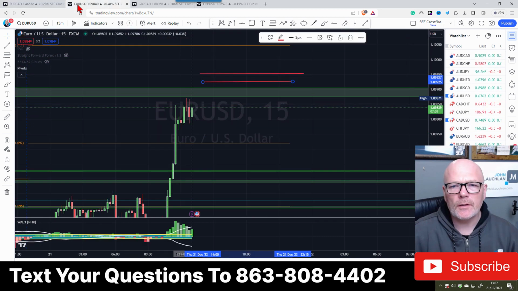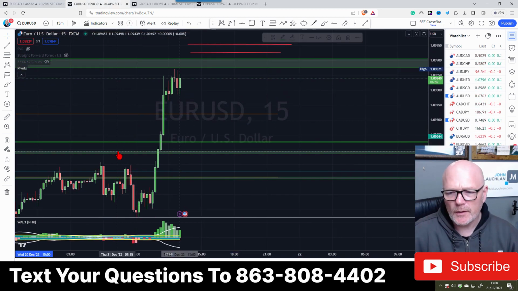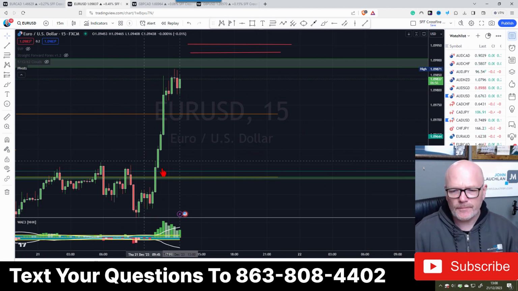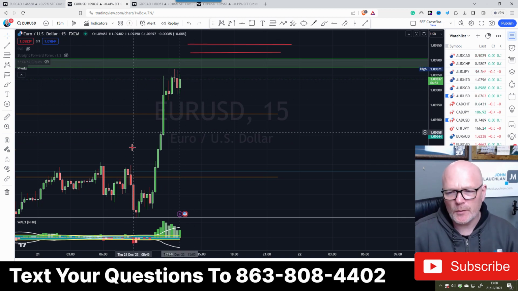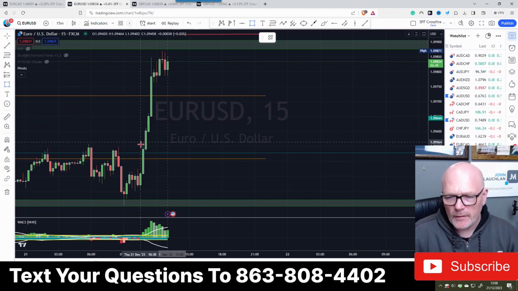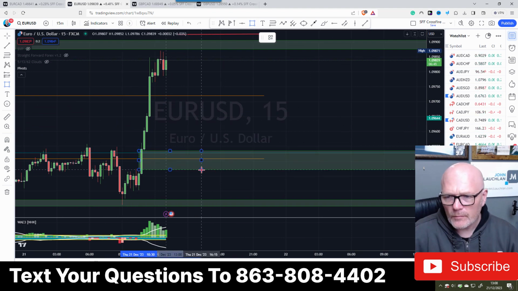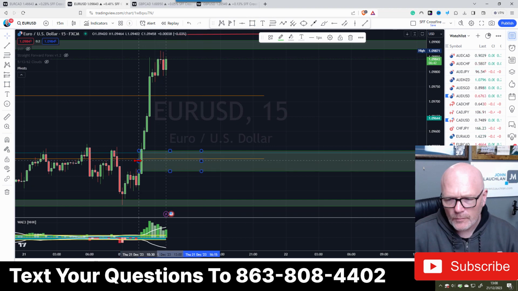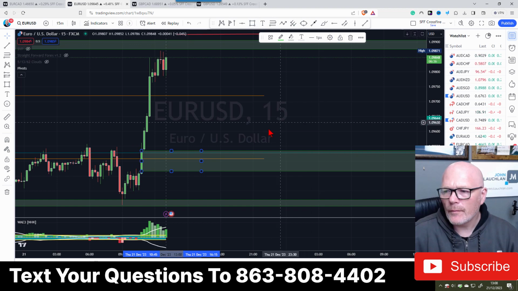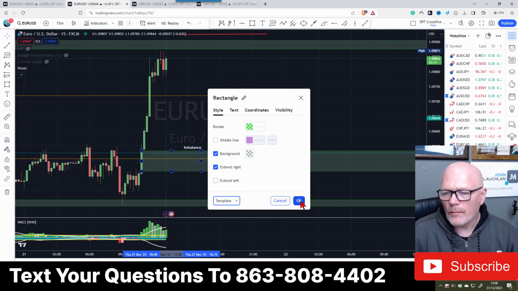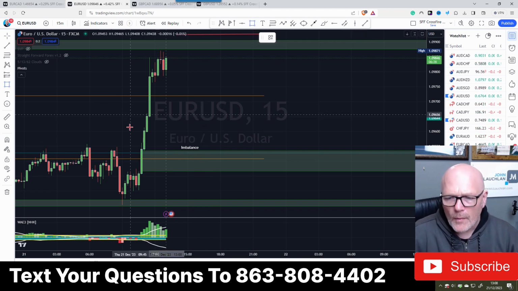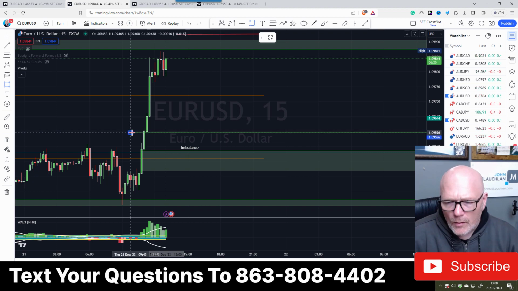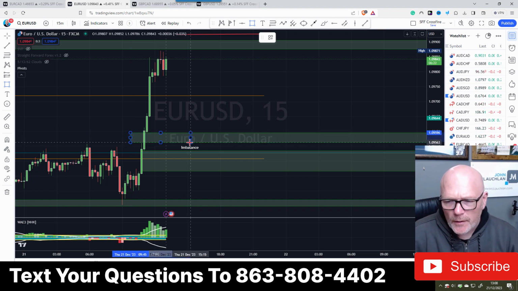Right. Good. Let's go to Euro USD. That'll be a similar situation. This imbalance has been mitigated. So yet to take out this imbalance up here, but we've got plenty of imbalance down here. So bottom of the wick to the top of this wick.